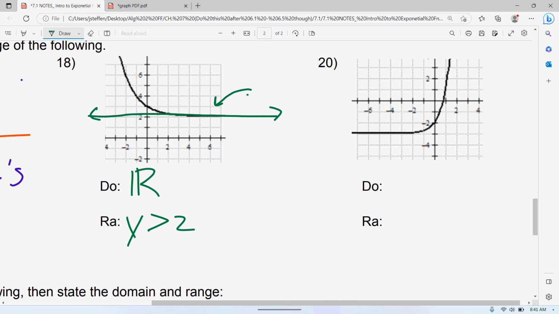And 20, the asymptote is down there. I did not draw that up very well, but you get the picture. It's at -3. So the domain is all real numbers, and for this one, y is greater than -3, and it's everything bigger than -3 because it's above.